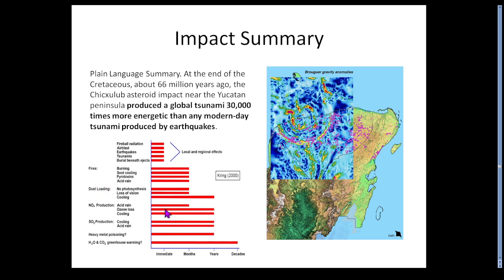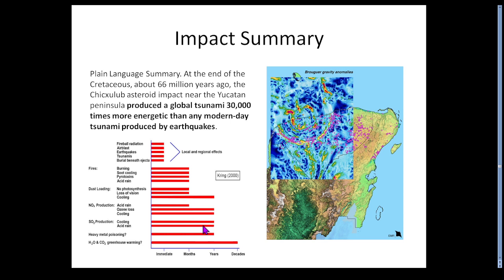Well, in any case, these are sort of the timeline of events. The immediate events are fireball, air blast, earthquake, tsunami, and basically you're just burned to death and buried. That's local and regional. Within a few months, you're still dealing with fire, soot, cooling, pyrotoxins, and acid rain, as well as you don't have any photosynthesis, and you can't see. And then for years you're looking at cooling. Still, probably acid rain is going to continue for months again. But now you're looking at ozone loss and cooling of the planet for a couple of years.